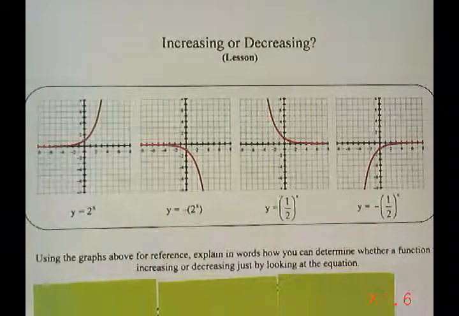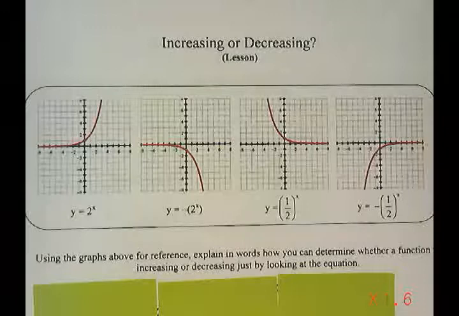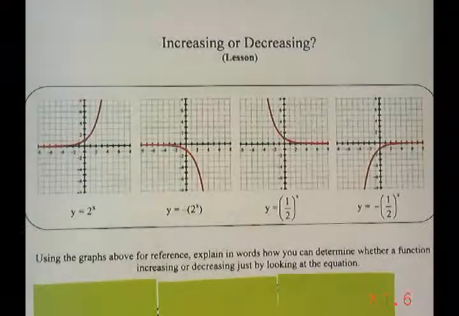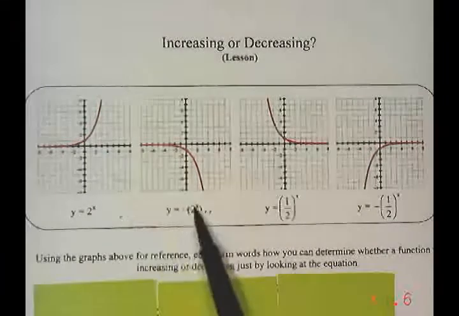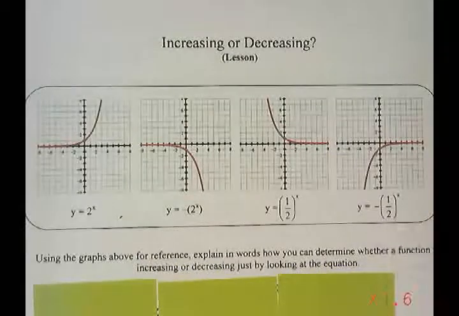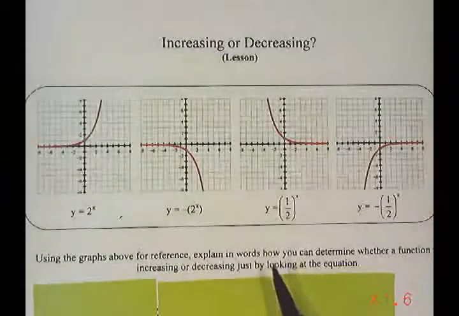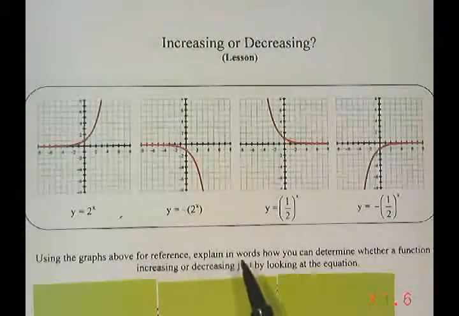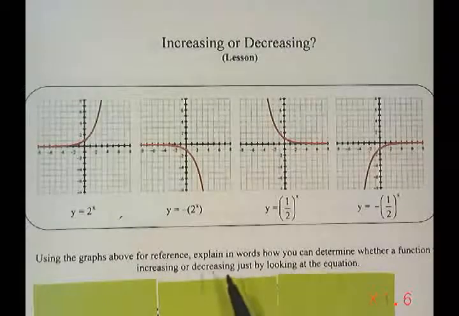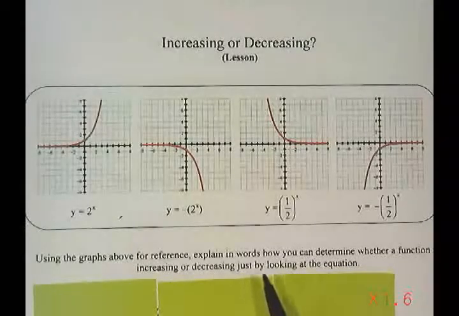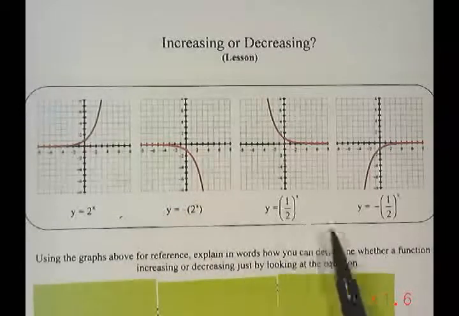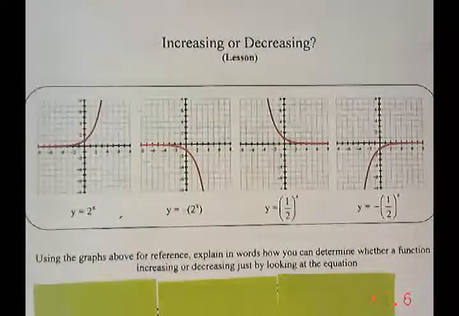In this lesson, we're going to take a look at exponential functions and how to tell from their equation whether they are increasing or decreasing. So the first thing you're going to do is take a minute. There are 4 graphs here, and what I'd like you to do is take a second and see if you can answer the question. It says, using the graphs above for reference, explain in words how you can determine whether a function is increasing or decreasing just by looking at the equation. So if you only had the equations to go on, how would you know if it was increasing or decreasing?